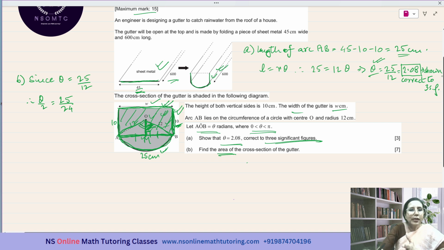I'm dividing both sides by 2. So we have got the value of this angle. Angle BOM is equal to 25 over 24. Okay. Now, triangle BOM is a right angle triangle.